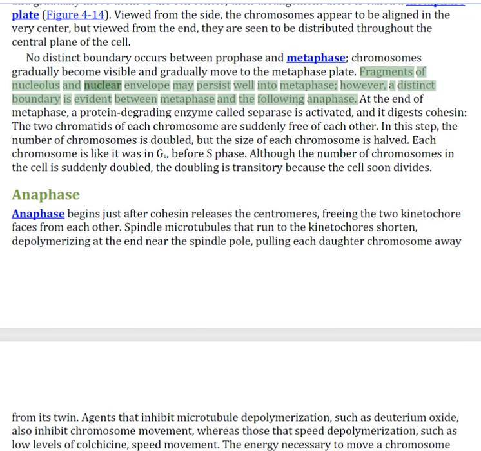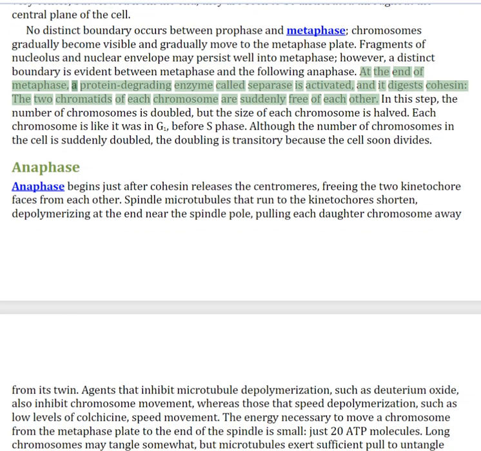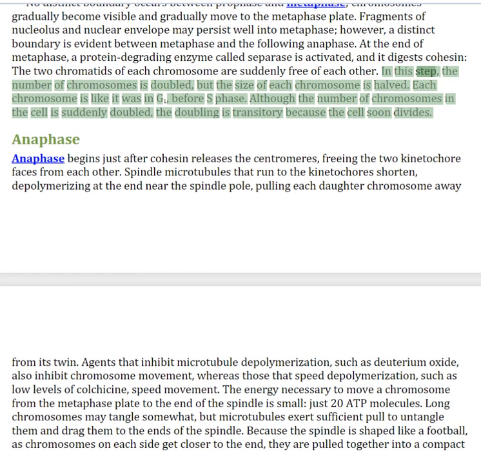Fragments of nucleolus and nuclear envelope may persist well into metaphase. However, a distinct boundary is evident between metaphase and the following anaphase. At the end of metaphase, a protein-degrading enzyme called separase is activated, and it digests cohesin. The two chromatids of each chromosome are suddenly free of each other. In this step, the number of chromosomes is doubled, but the size of each chromosome is halved. Each chromosome is like it was in G1, before S phase. Although the number of chromosomes in the cell is suddenly doubled, the doubling is transitory because the cell soon divides.